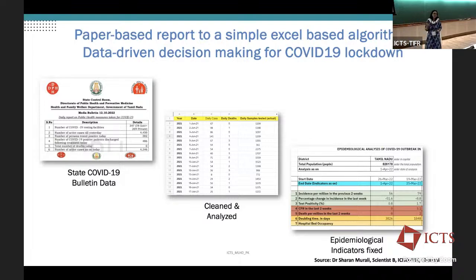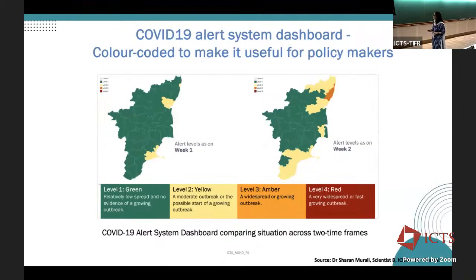Using a very simple algorithm, we worked with some of our colleagues who were doing this kind of work internationally as well, and we took their inputs. We came out with very simple variables and an algorithm which could fairly well predict where the next hotspot will be. Using this, we generated maps, and every week we shared these maps with the policymakers. As you can see, we generated 4 levels. Green means don't need to worry about it. Yellow means there's a moderate outbreak or possible start of a growing outbreak. Orange means you need to worry about it, and that's when we tell them you really need to put your resources in and increase your surveillance. And red is when you do the lockdown.